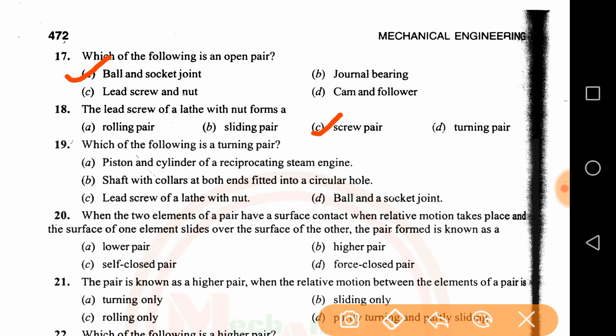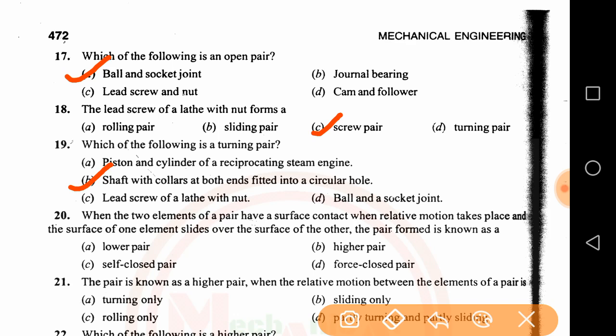Which of the following is a turning pair? Piston and cylinder of a reciprocating steam engine, shaft with collar at both ends fitted into a circular hole, lead screw of a lathe with nut, ball and socket joint. B is correct, shaft with collar at both ends fitted into a circular hole.